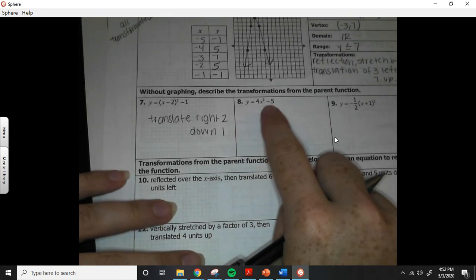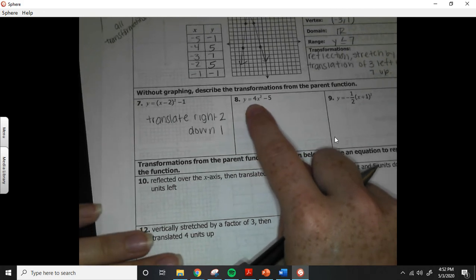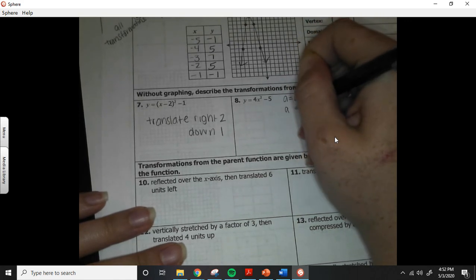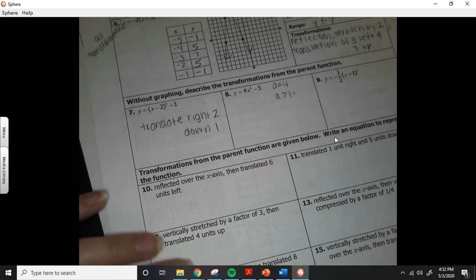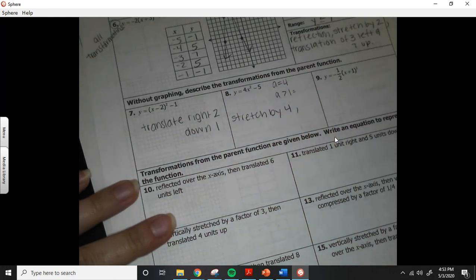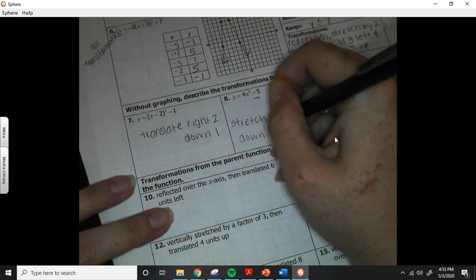Okay, I see no parentheses here, so I know that there's no horizontal movement. However, I do see a 4 in front of my x squared term. That's A. So if A is equal to 4, A is greater than 1, so what does that mean? That means that there is a stretch by 4. And then there's also, what does this mean right here? This is like our constant at the end. So I'm also going down 5.